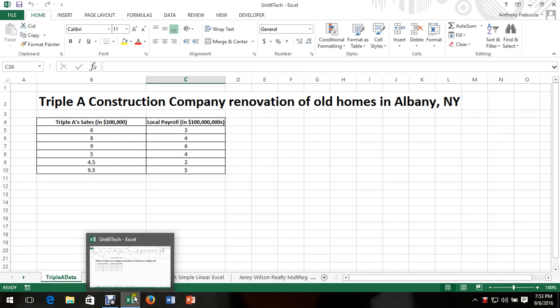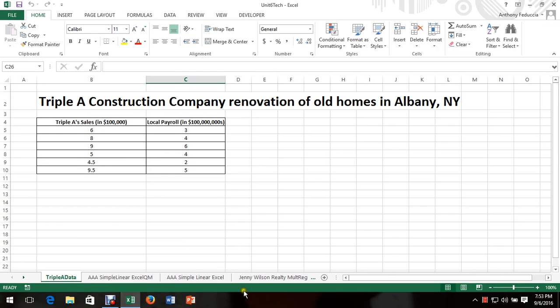I'd like to show you a couple of examples of using regression analysis to predict, in this case, future sales. First, we'll talk about a simple linear regression.